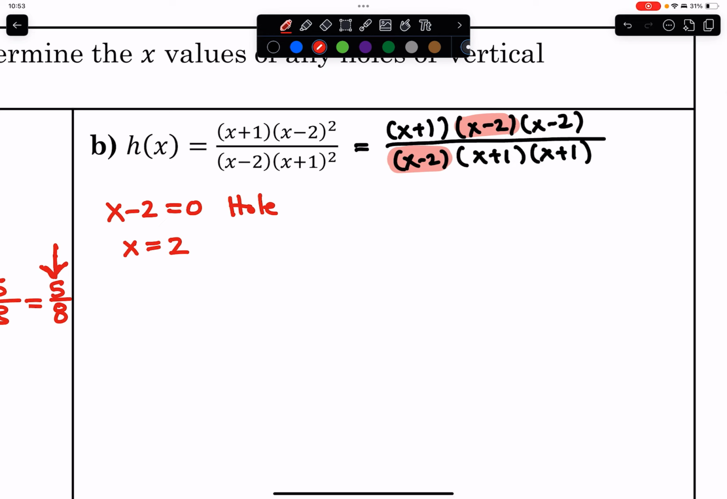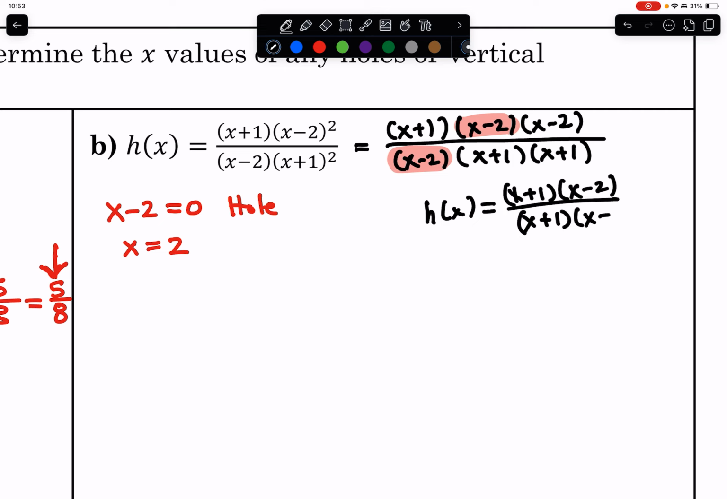Now if I fill in that hole by factoring this out and dividing these out, that's going to give me again 1. So this reduces out, and h of x will now be x plus 1 times x minus 2 over x plus 1 times x plus 1. So let's look at the limit as x approaches 2 from the left and as x approaches 2 from the right.